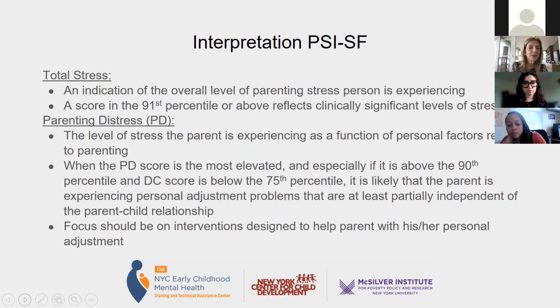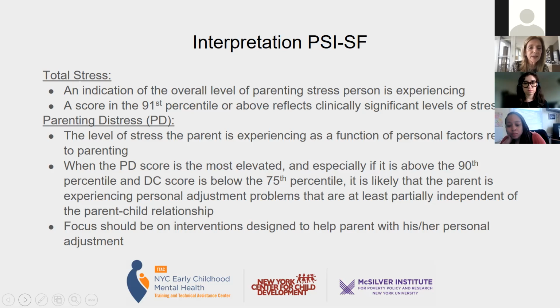So interpretation, again, we look at the total stress score, which is an indication of overall level of parenting stress. And the authors say that a score in the 91st percentile or above, which again is 1.5 standard deviations, reflects a clinically significant level of distress. And then we look at the subscale scores. The manual has lots of guidance for how you might interpret these different scores. I'll go over some of them.